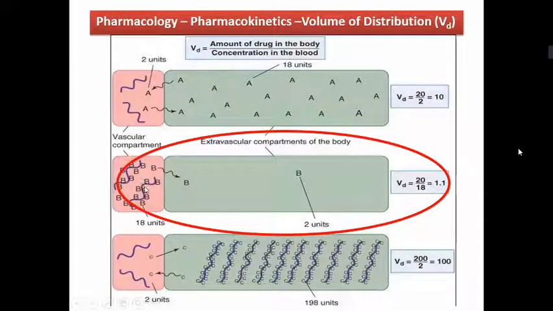In this scenario, we have a drug that favors combining with the plasma protein. Since it is stuck to the plasma protein, less enters the compartment of the body. So if you gave 20 to the patient, much of it is bound. Only two passed through. When you compute for the volume of distribution, you have 20 given to the patient.